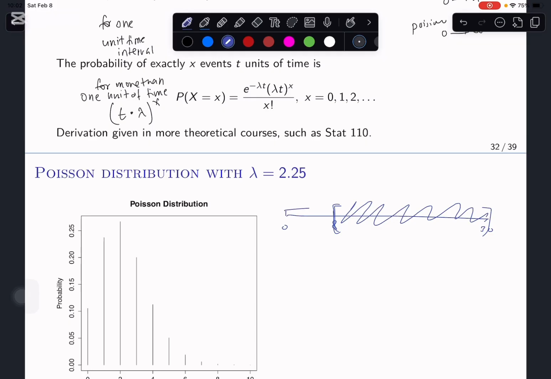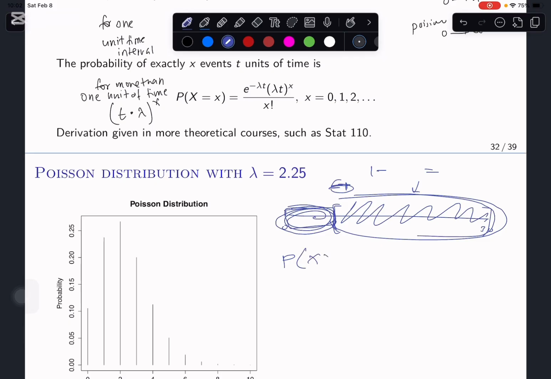It's easier for me to calculate this probability and do 1 minus this probability, which is going to equal this probability. So we're going to do the probability of x being greater than or equal to 8 equals 1 minus the probability of x being less than 8. And we don't want to include 8.